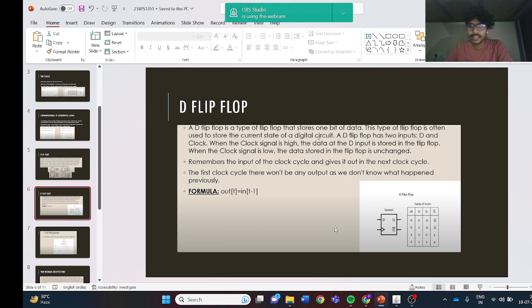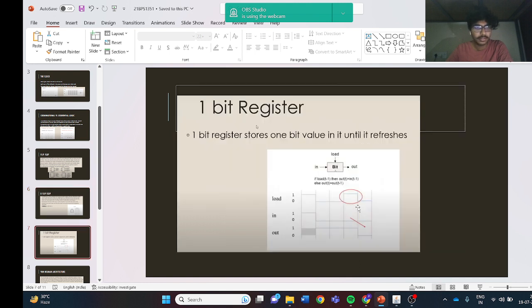This is the symbol representation of the D flip-flop, and this is the truth table. So when it's 0, 0, it becomes Q and Q dash. 0 and 1, Q and Q dash. When it becomes 1 and 0, it becomes 0 and 1. 1, 1, it becomes 1, 0. It's a truth table and the symbol representation.